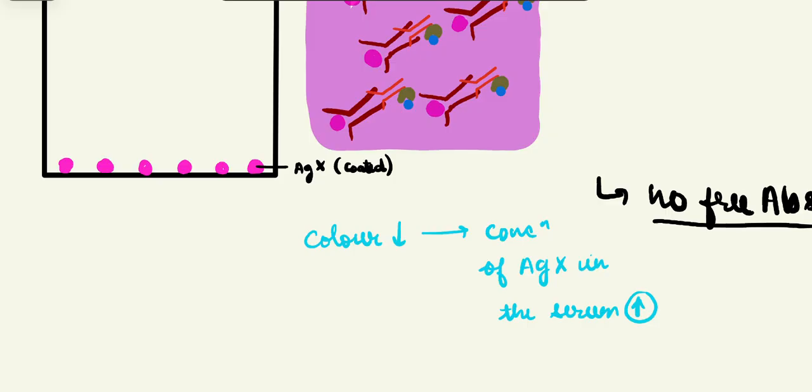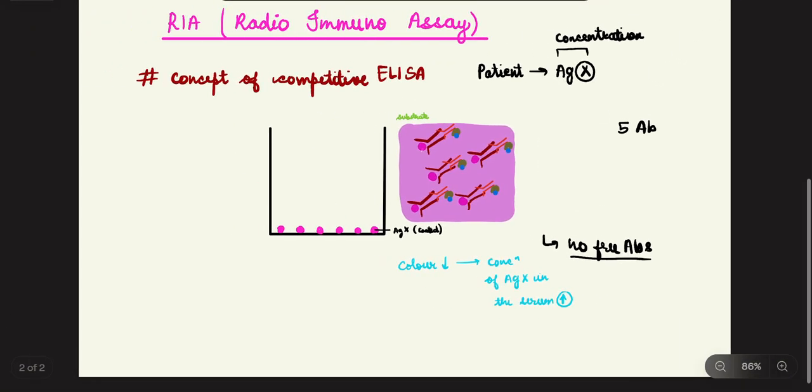Now what we learned yesterday was actually the RIA, that is radio labeled immunoassay. Now what do we do there? Let us come to the concept of RIA. So let me take another page for this. Here we are going to learn the concept of radio labeled immunoassay, that is RIA. So let's learn here what we mean by this technique.